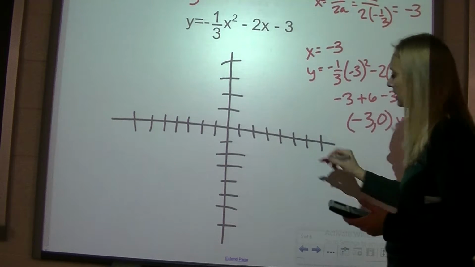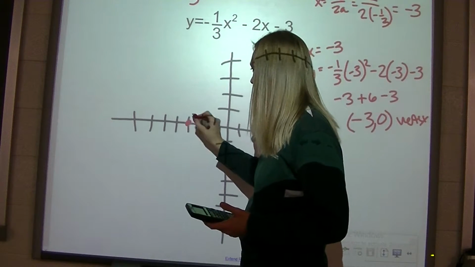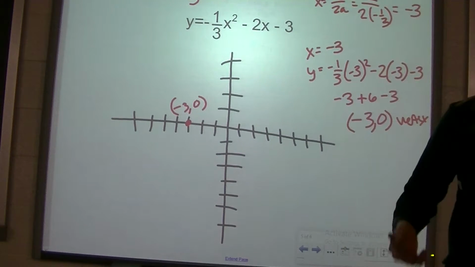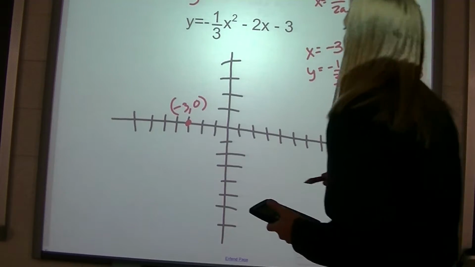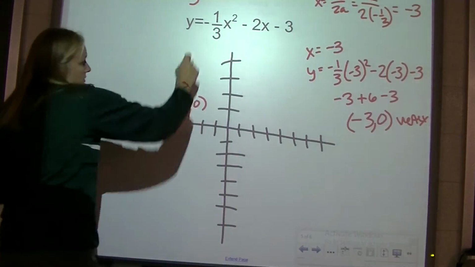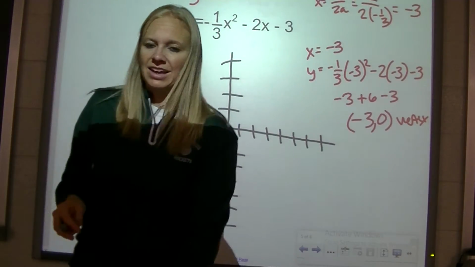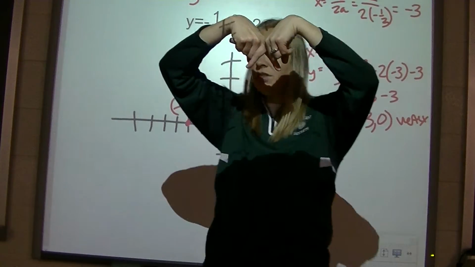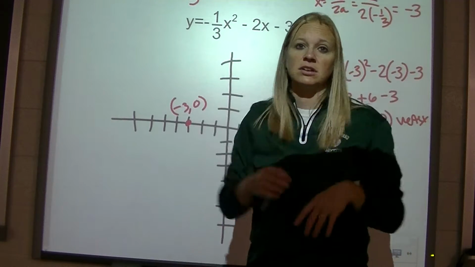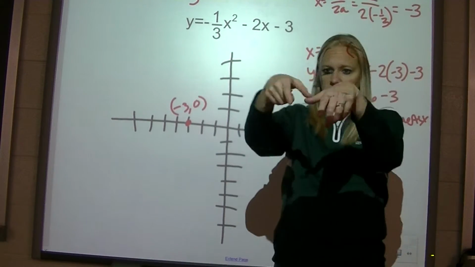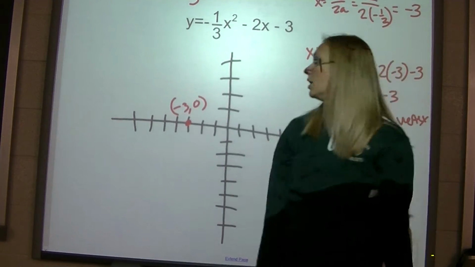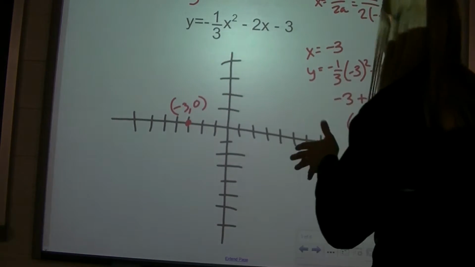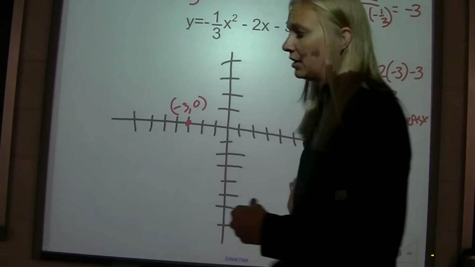So let's plot that. -3, 0. Some people might say, well, why did you write it above? Your graph is going to open that way. No, it's not. It is a negative graph. Just like with absolute values, remember when we had a negative absolute value, the V was down. Well, with parabolas, quadratics, when it's negative, the U is down. So there's my vertex.